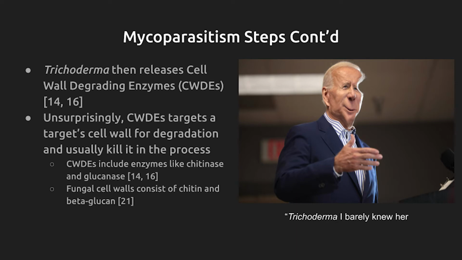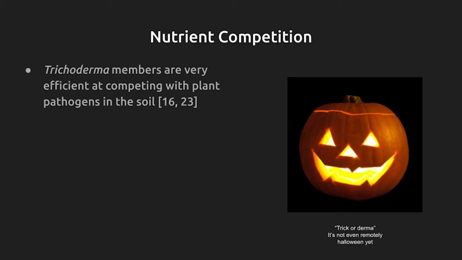These are important since fungi, which are the most common targets of Trichoderma, include chitin and glucan linkages in their cell wall, so it makes sense that those linkages would be targeted. The targeting of a fungus through attachment and degradation is one of the several methods by which Trichoderma species are useful for biocontrol purposes. Owing to the fact that Trichoderma members are very good at taking up nutrients, they can compete very effectively with plant pathogens in the soil.